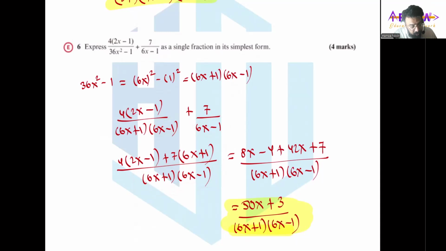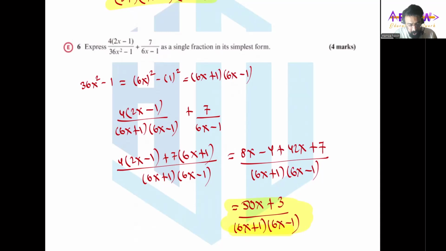So you need to ask yourself by what term you multiply 6x plus 1 into 6x minus 1 such that you get this denominator over here. Obviously, you need to multiply it with 1. So this numerator will also be multiplied by 1. So 4 multiplied by 2x minus 1 as it is.